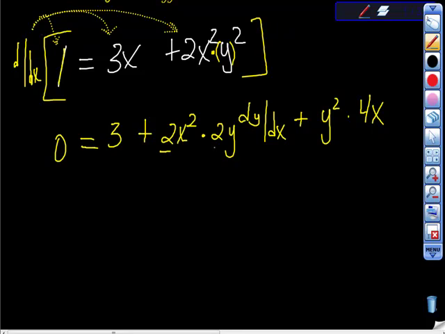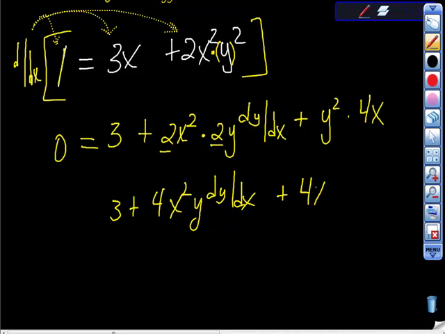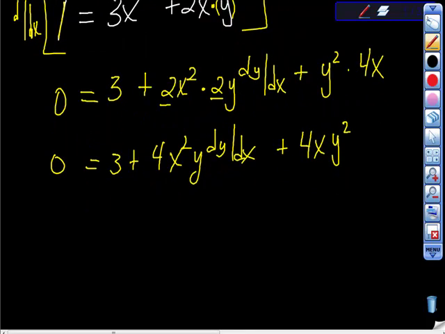This is where people do screw this up. Like these 2's right here, you do multiply those to get 4x squared y dy dx, right? This does get cleaned up here, so it is 4xy squared. Remember, our goal is to solve for dy dx.